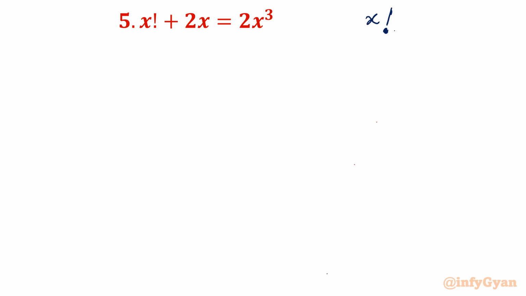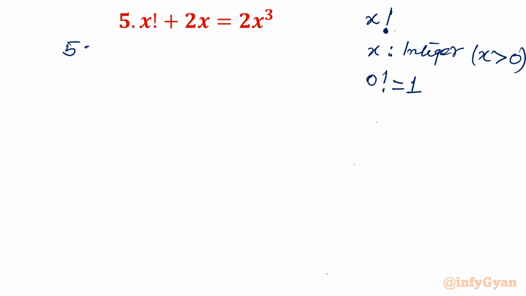x factorial is involved, so the domain is x is a non-negative integer. So let me write x belongs to integers, and x should be greater than 0. If 0 is satisfying, then we can consider that one also. But as we can see, 0 factorial is 1, so the right hand side will be 0 and the left hand side is 5. So it won't match.